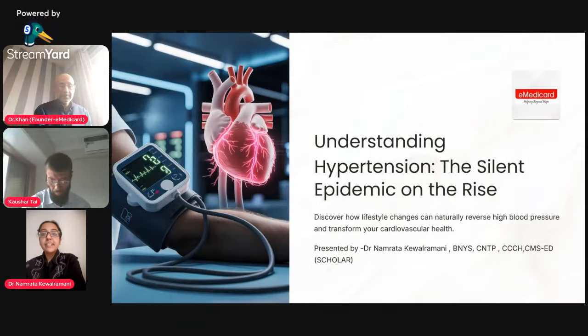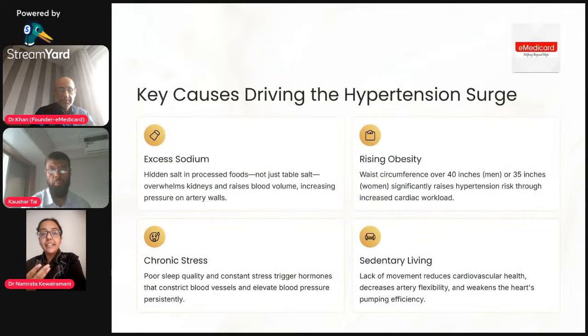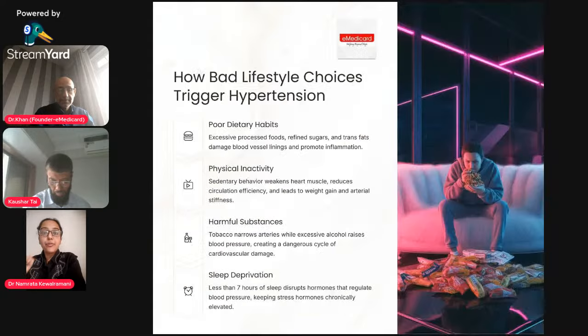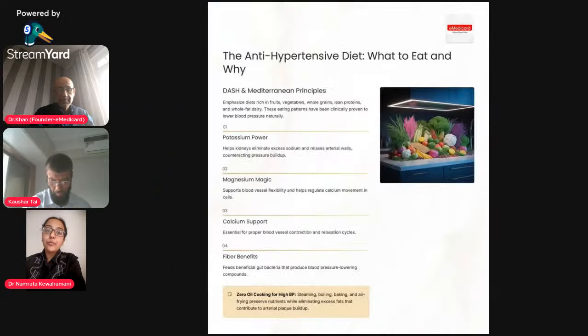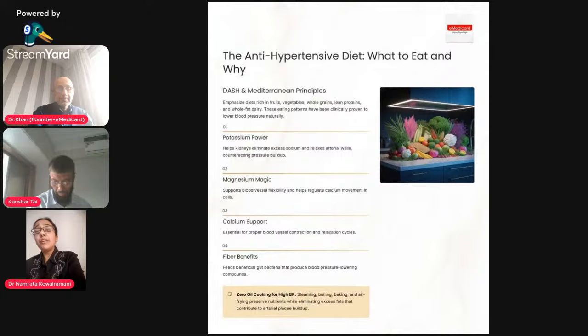Okay, in our bodies. So for hypertension, what is important is the DASH diet and the Mediterranean diet, which have been scientifically and medically proven to reduce hypertension. What is the DASH diet? Dietary Approach to Stop Hypertension. This is nothing but a simple diet plan emphasizing fruits, vegetables, whole grains, lean proteins, low-fat dairy. Okay. Potassium rich.